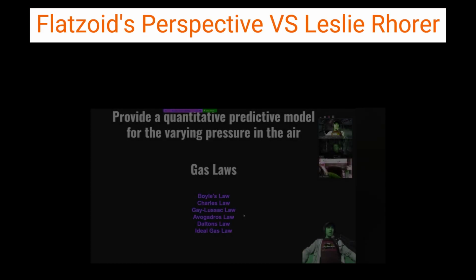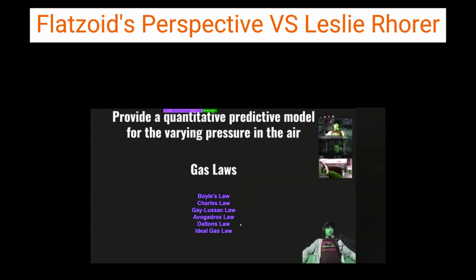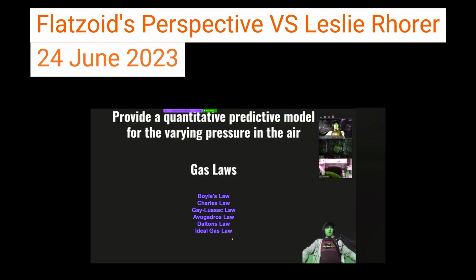So, after his successful falsification of the ideal gas law in March 2021, we can all trust that Flatzoid will have never relied on the ideal gas law for any of his arguments since. Gay-Lussac's law, Avogadro's law, Dalton's law, and ideal gas law. The ideal gas law is actually just like Gay-Lussac's law. They actually work hand in hand together.